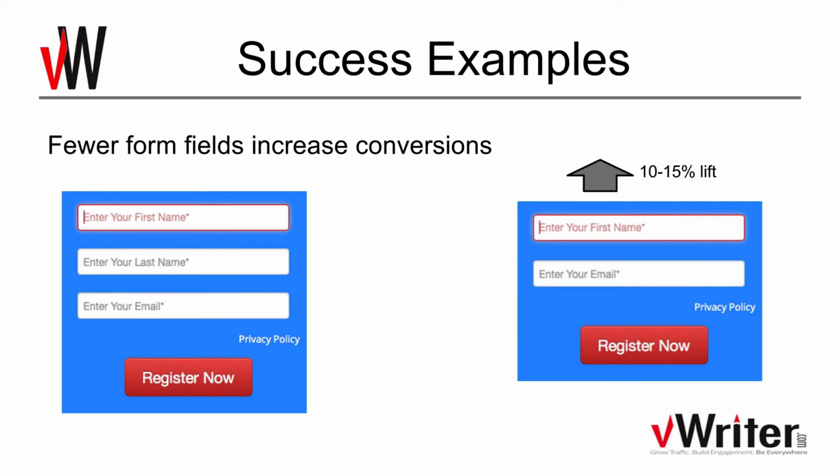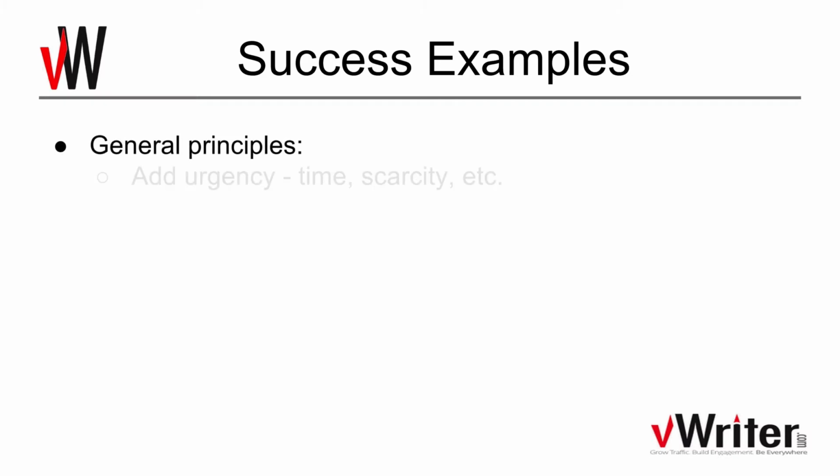Let's have a look at some general principles. So we've looked at urgency within the button. Quite often adding urgency on a page can lead to those kinds of improvements. So you could look at things like time. There could be a certain deadline for people to take the action by, or just adding a word like "now" to a particular call to action can make a lot of difference. Scarcity, if there's, say, a limited supply of something that you're making available, that can make a big difference to conversion rates.